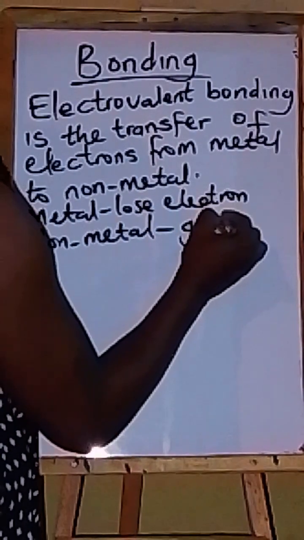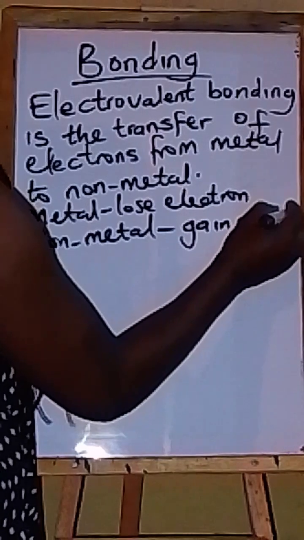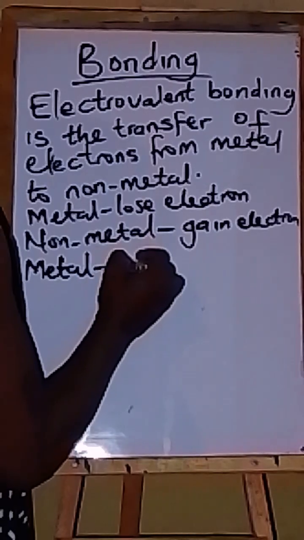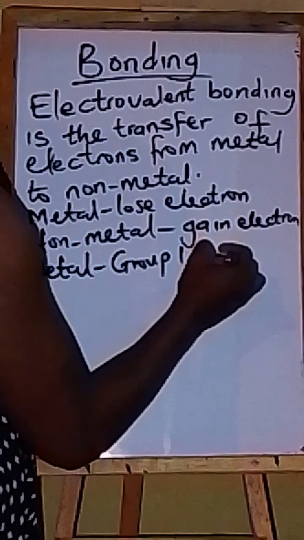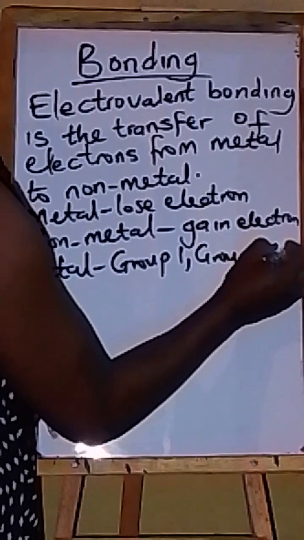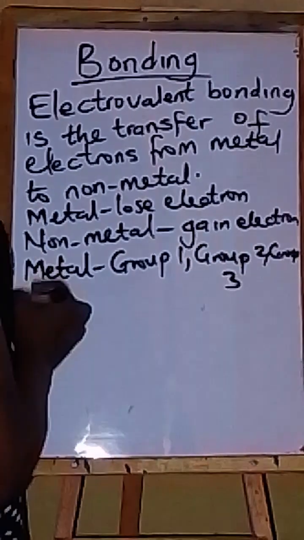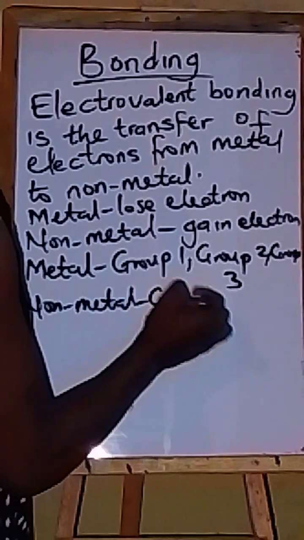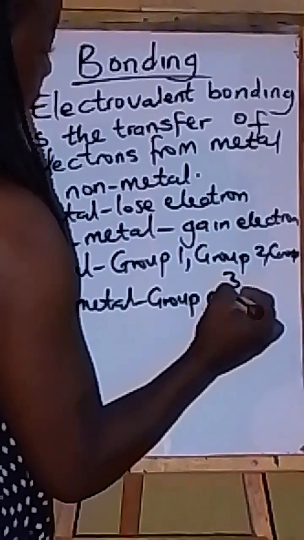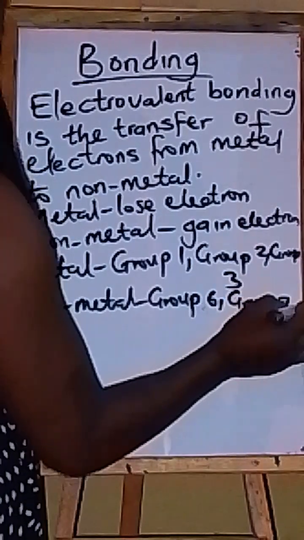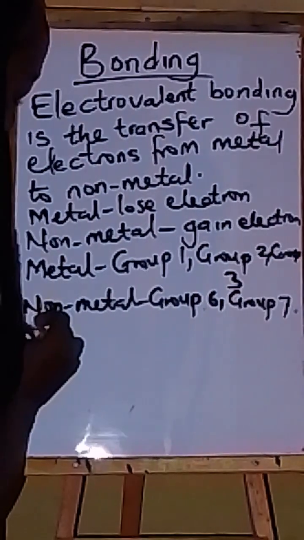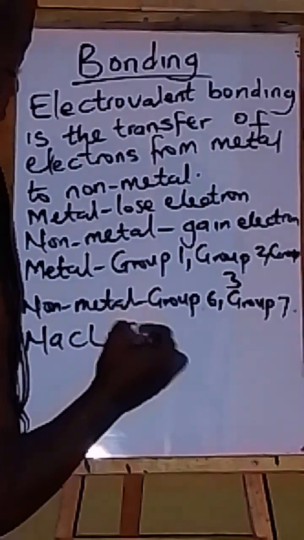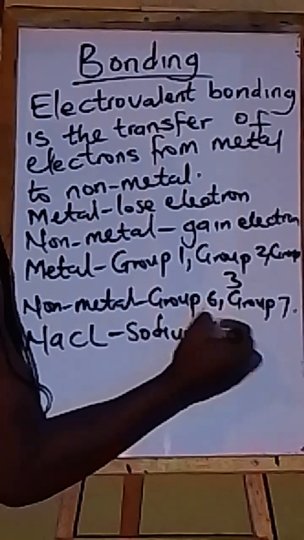They gain electron. So we'll talk about metals from group 1, group 2, group 3. They are metals. Then non-metals, we'll take group 6 and group 7. So let's take for example sodium chloride.